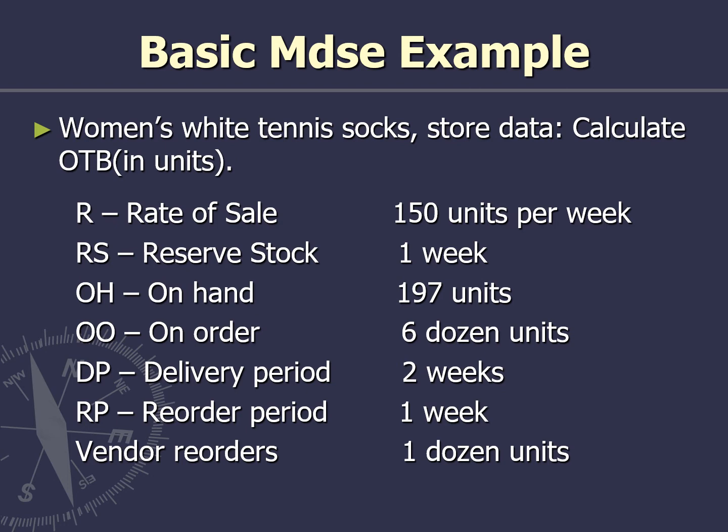Delivery period is 2 weeks. That means it will take 2 weeks for the merchandise to be delivered to our store if I place the order right now. And the reorder period is 1 week, which means we are planning to place orders every week. Vendor reorders is 1 dozen units. That means the vendor likes us to reorder in dozen units instead of single units, so we will have to place orders in 1 dozen, 2 dozen, and so on, in number of dozens. That's what it is. All right.